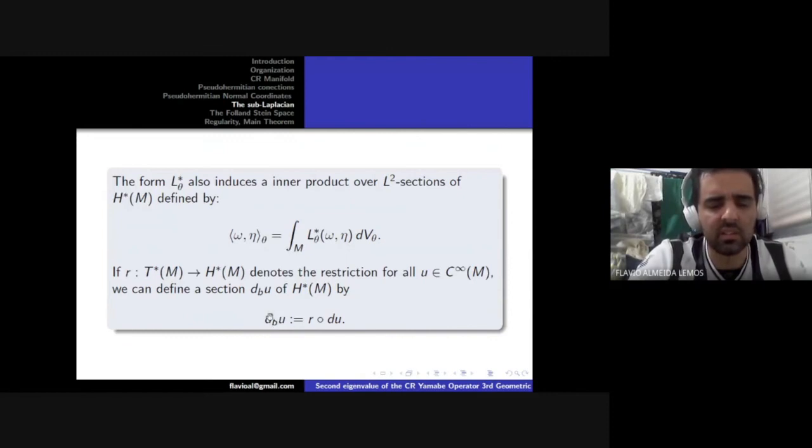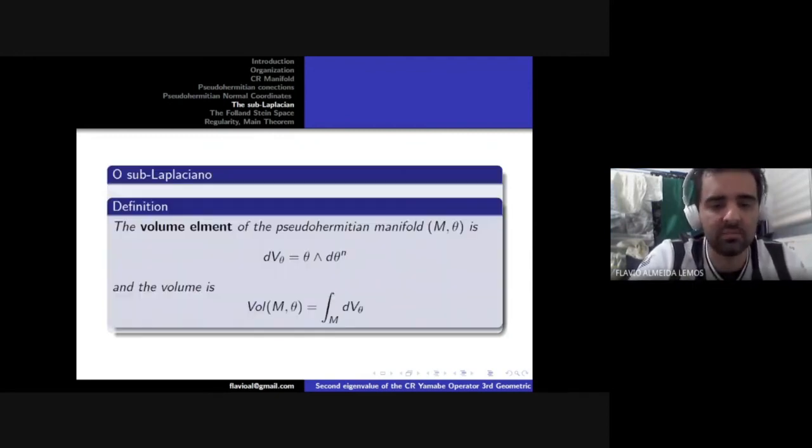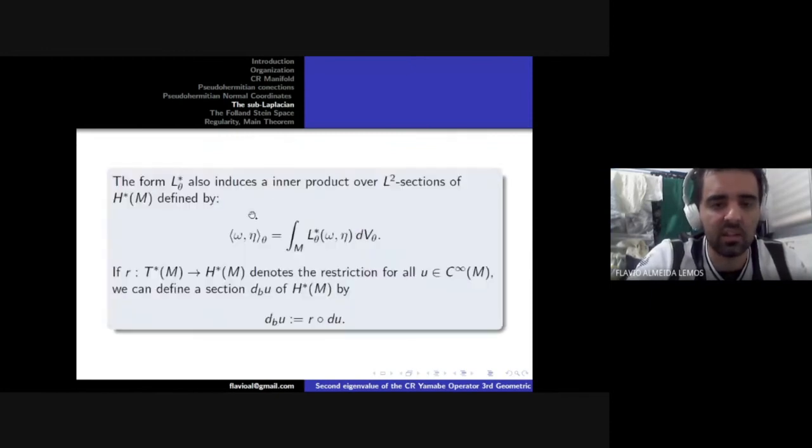We define the subgradient as a projection over the horizontal bundle. After the projection, we take the trace, the divergence. All right. You get the sublaplacian.